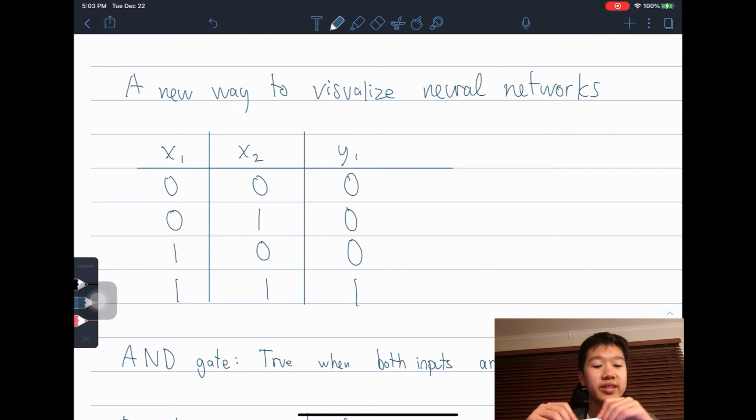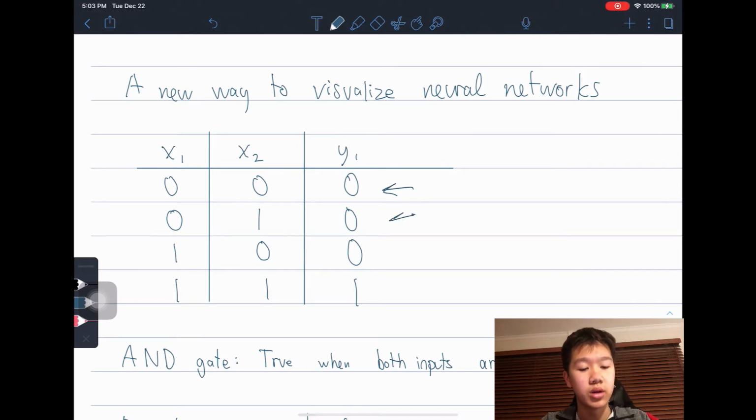The AND gate is a gate that returns 1 when both of these inputs are 1. So for example, here, for 0 and 0, you get 0. For 0 and 1, you also get a 0 because both of them are not 1. For 1 and 0, you also get a 0 because both of them are not 1 yet. But when you have 1 and 1, it gives 1.